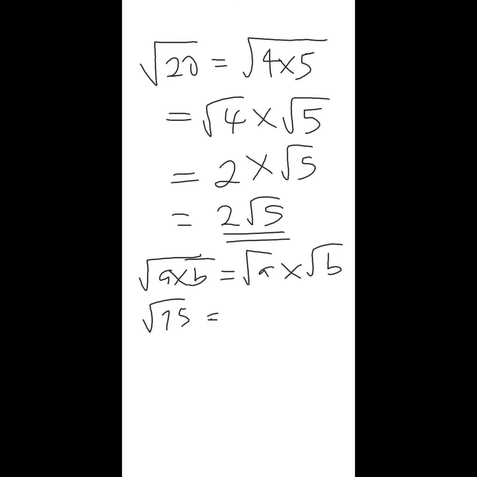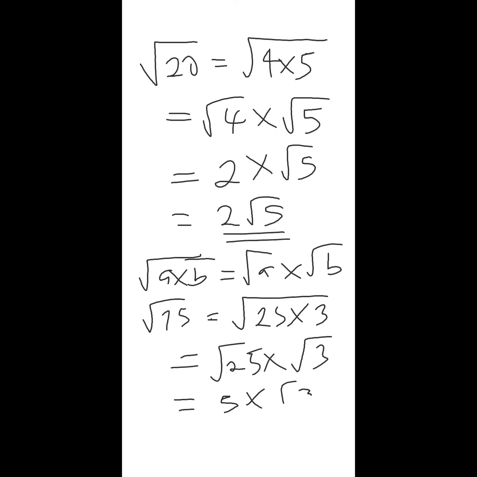I can think in terms of, let's say, 25 times 3. Of course, 25 times 3 is fine and it's perfect for me. So I can use 25 and I can use 3. So this now eventually becomes root 25 times root 3. And then 25 has a direct square root, so it's easy for me: 5 times root 3, and that gives you 5 root 3.